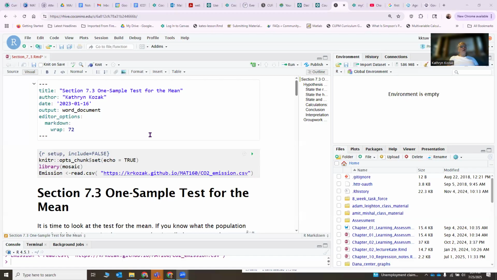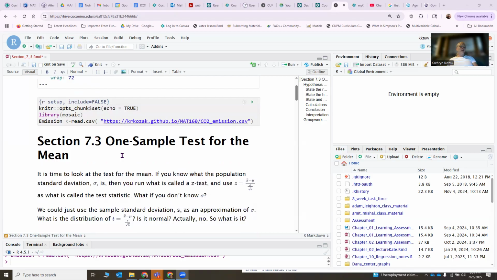In this video, we will be looking at how to create a one-sample t-test for the mean. We already did one of those, and in those cases, we actually knew what the population standard deviation was, sigma. And then you use as your test statistic z equals x bar minus mu over sigma over the square root of n. And what if you don't know what sigma is?